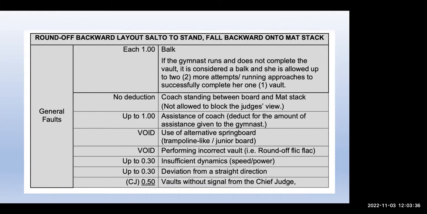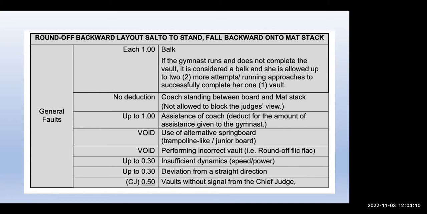There is no deduction for the coach standing between the vault or the board and the mat stack. If the coach spots them, gives assistance, it's up to 1 point, and you have to determine how much assistance that coach gave to that athlete. If you use an alternative springboard, like the little mini trampoline type, that is void, not allowed. And if they do a different vault, incorrect vault, a round off back handspring instead of a round off onto the board and a back layout, it would be void.